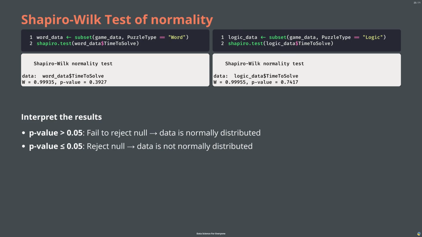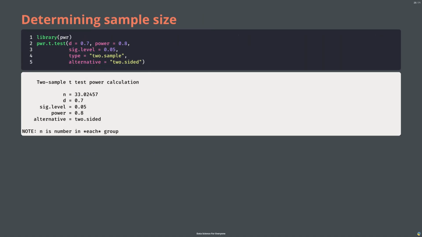However, the test can be overly sensitive with large sample sizes. In those cases, even tiny deviations might appear statistically significant. That's why it's often complemented with visual inspections like histograms or QQ plots. Here we apply the Shapiro-Wilk test to the two example variables from our dataset. And for both word and logic puzzles, the p-value is more than 0.05, which means that the data is normally distributed.